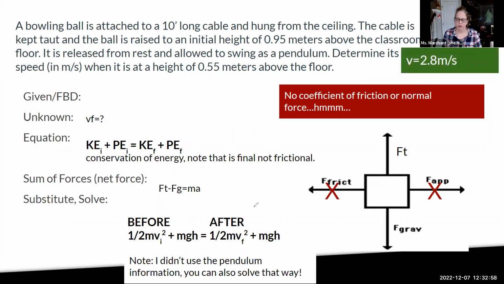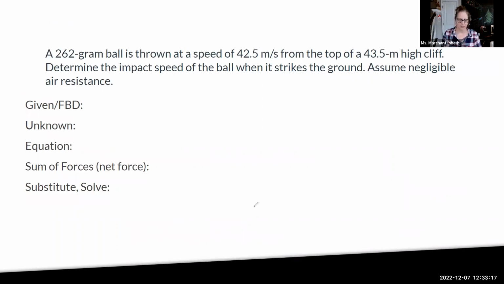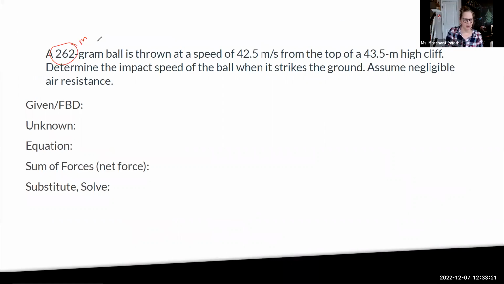You can also use the pendulum information. It's just going to take you a little bit longer to set up the problem than just sticking with what we know and using the conservation of energy. So I recommend keeping your formulas simple. Use the conservation of energy. Use module 1. Okay. 262 gram ball, that's my mass.